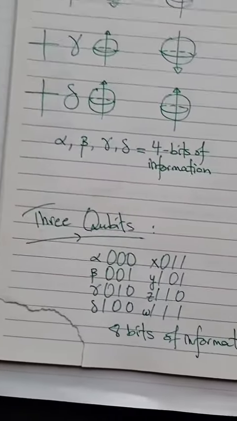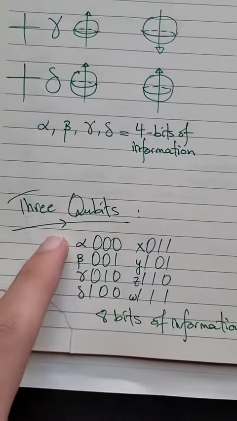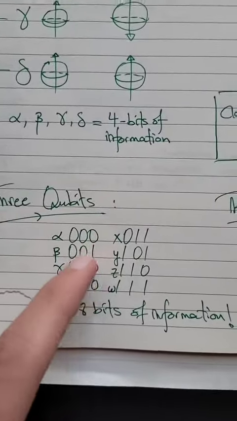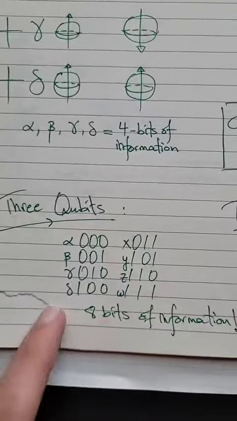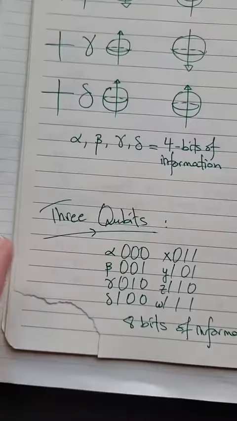In the 3-bit case, if I have 3 classical electrons, then I can only store 3 bits of information. However, in quantum mechanics, I can set up a superposition, and now all of a sudden I have alpha, beta, gamma, delta, x, y, z, and w. So in total, I have 2 to the power of 3, which is 8. I have 8 bits of information using qubits.